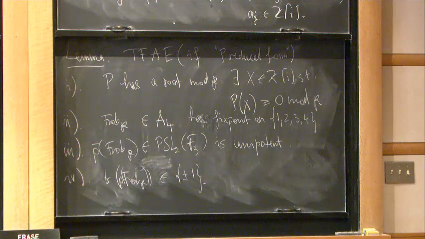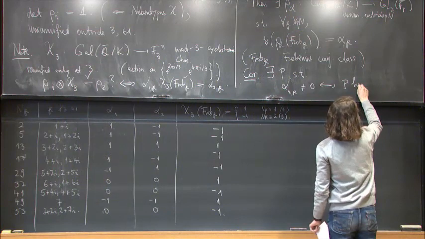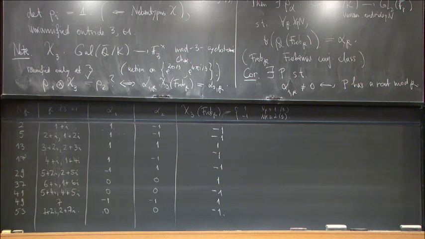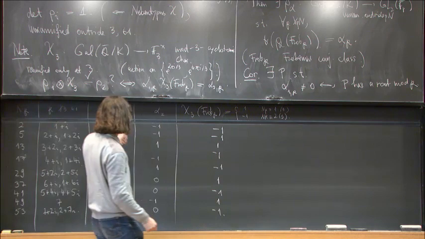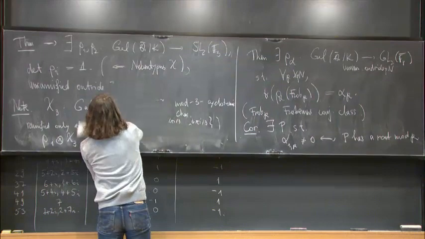So we get the following corollary, that there exists some polynomial such that alpha 1 p, say, is non-zero if and only if p has a root mod p. OK, so this means that the strange behavior of when this is 0 or 1 is somehow the same strange behavior as some polynomial having a root modulo this prime ideal. And in fact, one can make a guess for what this polynomial should be.